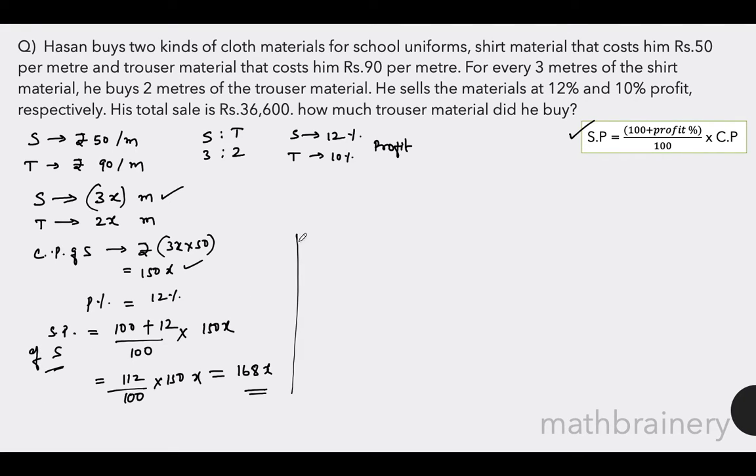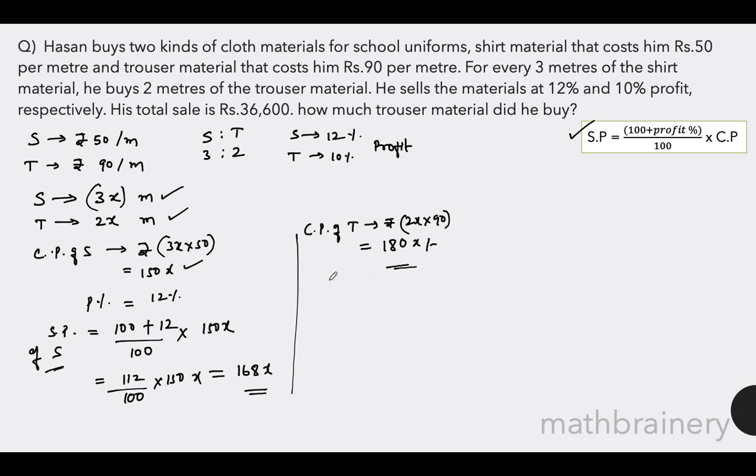Similarly, let's calculate the selling price of the trouser material. For that, let us first calculate cost price of the trouser material. Cost price is given as 90 rupees per meter. So that means for 1 meter it cost him 90 rupees. So for 2x meters of trouser material, how much should it cost him? It should be 2x into 90 rupees, which is 180x rupees.